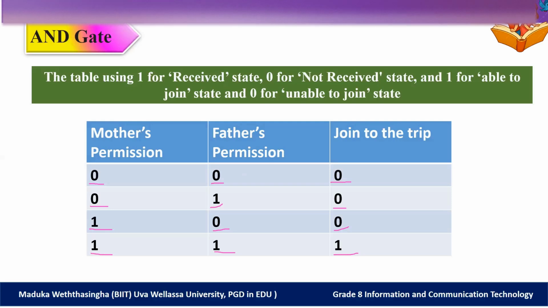It's in Sinhala. In English, this is the truth table for the AND gate. See here, output is true, right? Output is true only when our inputs are true.